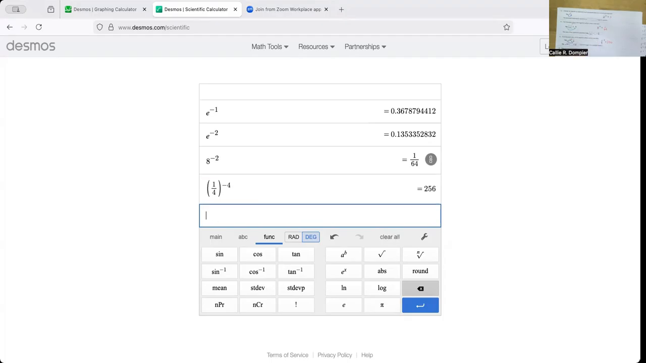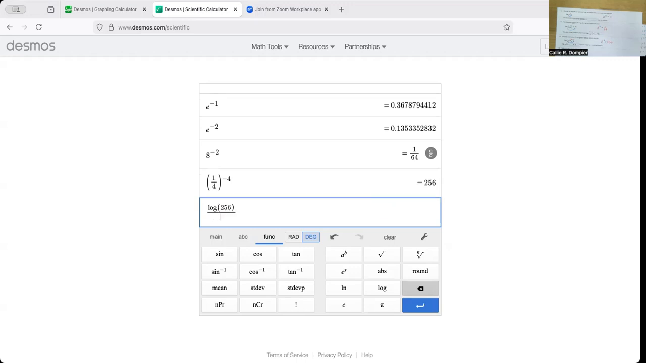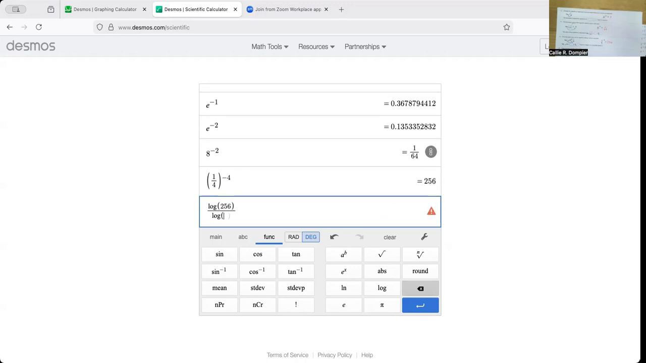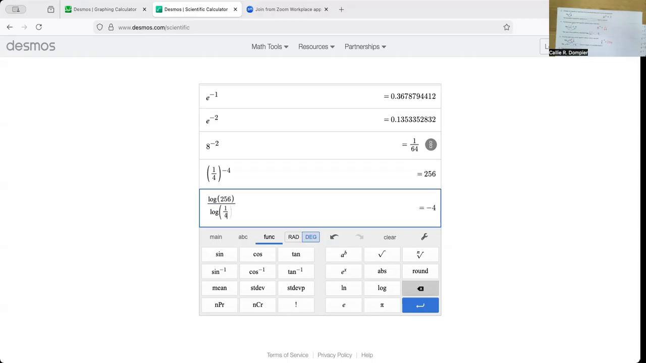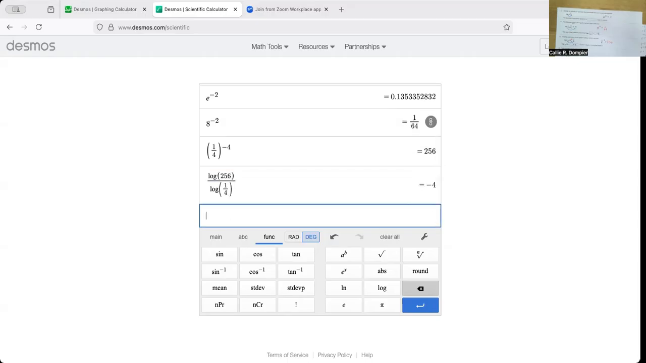And even though it says don't do it on your calculator, you can check it on your calculator. So the log of 256 divided by, because the base has its own log, good? The base needs to be written as its own log that we are dividing by. Good? So the log base 1/4 of 256 is -4.